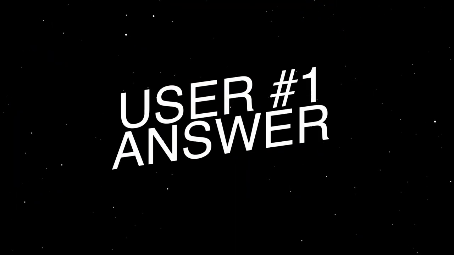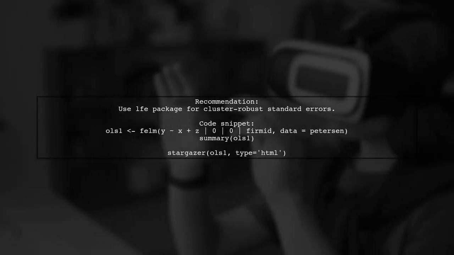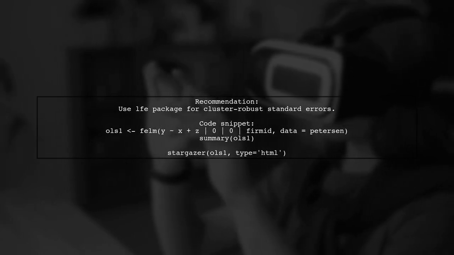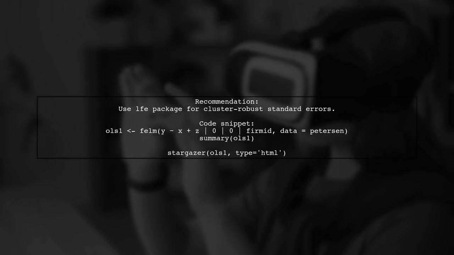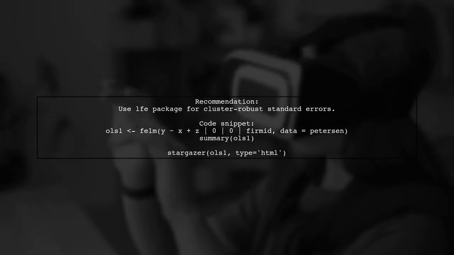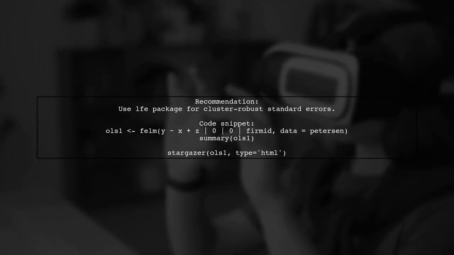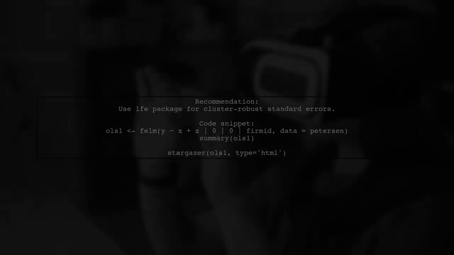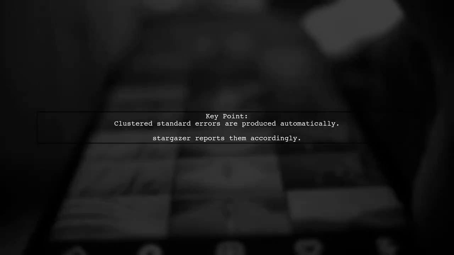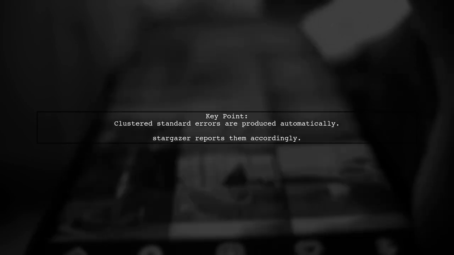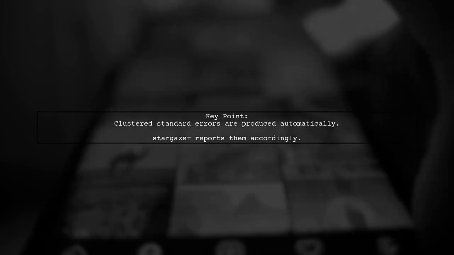Let's now look at a user-suggested answer. To calculate cluster robust standard errors, the user recommends using the lfe package instead of lm. You can specify the cluster directly in your regression model. The clustered standard errors will be generated automatically, and Stargazer will report them correctly.